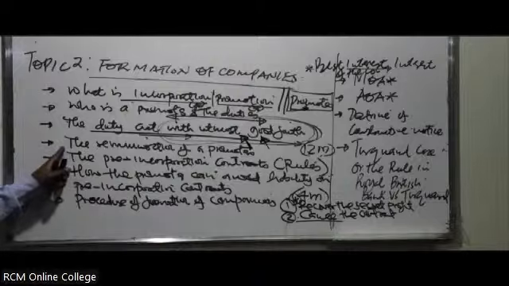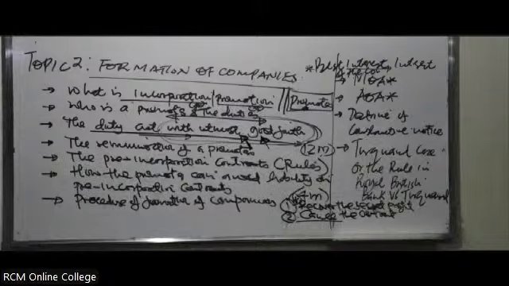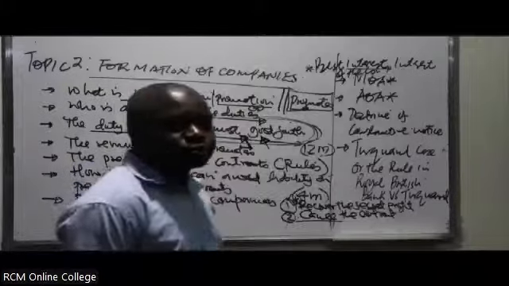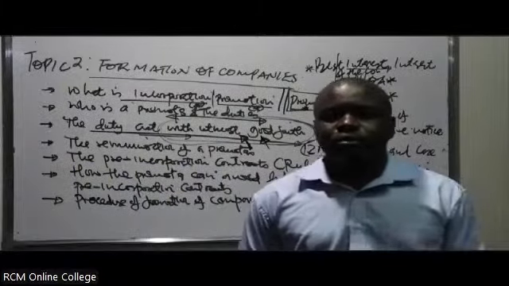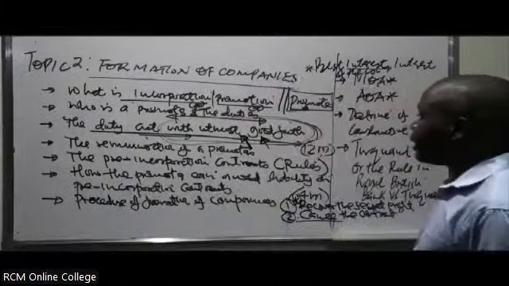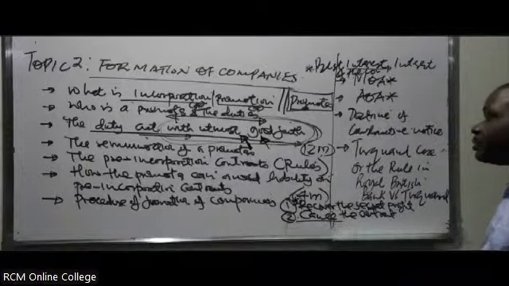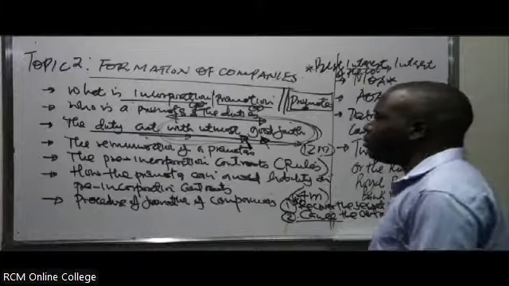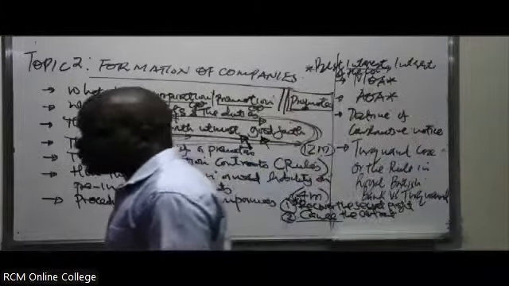remuneration of a promoter. You can see this promoter has done some work. He has proposed the name, he has drafted the memorandum, he has drafted the articles. He has proposed the registered office of the company. He has proposed who will be the first directors and who will be the first auditors. The promoter has done a lot of work. So what happens in the case of a company? How do they compensate him?